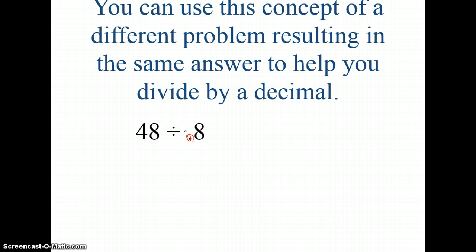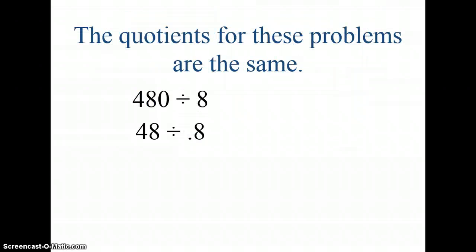So how can I get rid of that decimal in the divisor? Well, how do I turn 8/10 into a whole number? I do that by multiplying by 10. So when I multiply 8/10 times 10, I get 8, and the decimal's back here. But if I'm going to multiply the divisor by 10, I have to multiply the dividend by 10, so I get 480. So this is the problem I'm going to solve.